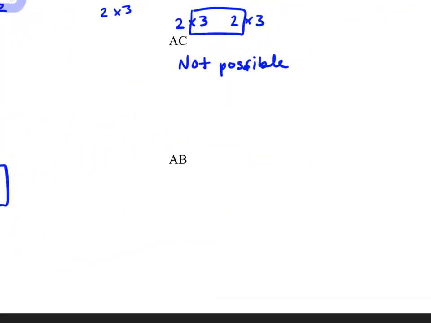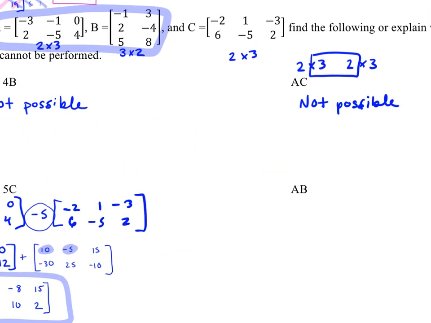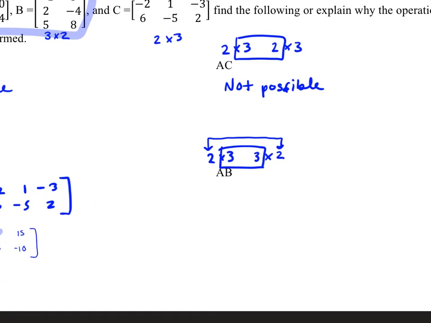Alright, next one, A times B. So our dimensions of A, we said, were 2 by 3, and B is 3 by 2. Can we multiply these together? Yes, because our insides are the same. What size is our answer going to be? A 2 by 2. The outside numbers give you the dimensions for your answer. So we're going to have 4 numbers in our answer.